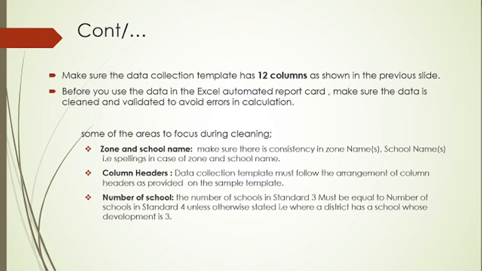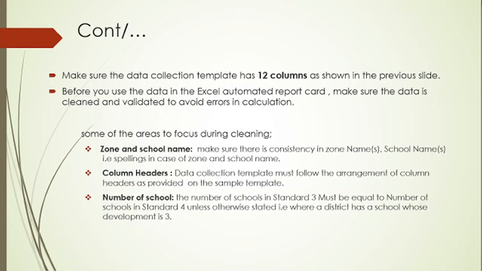So before you use the data in the Excel automated report card, make sure the data is cleaned and validated to avoid errors in calculation. Some of the errors to focus on during cleaning include zone and school name. Make sure there is consistency in zone name and school name, i.e. spellings. When we have Boma, it should be Boma, the spellings should be the same, not Boma with two A's at the end, or Boma with double O's at the end. It should be consistent.